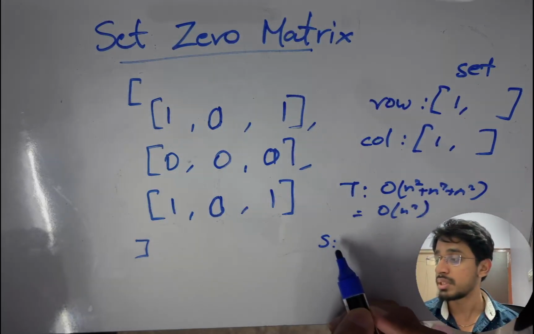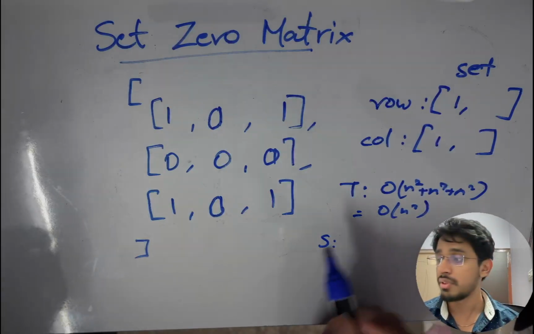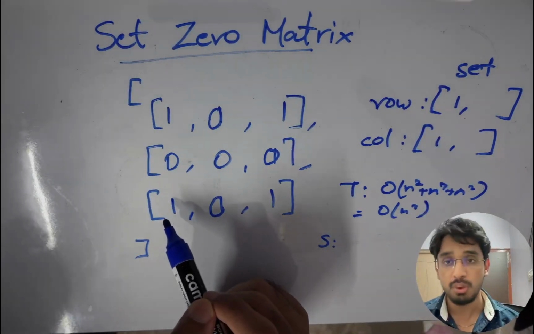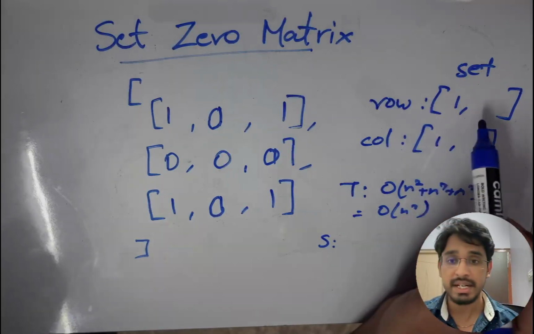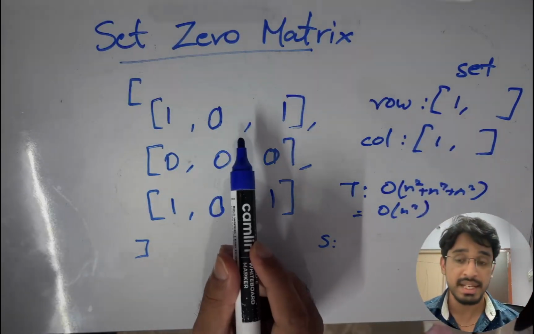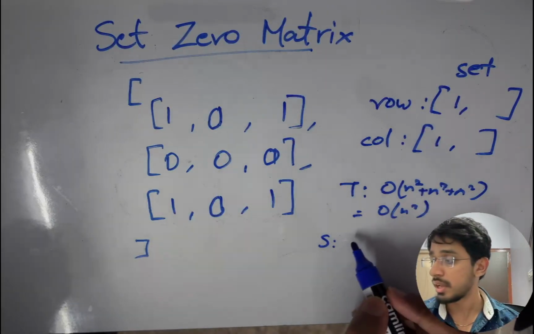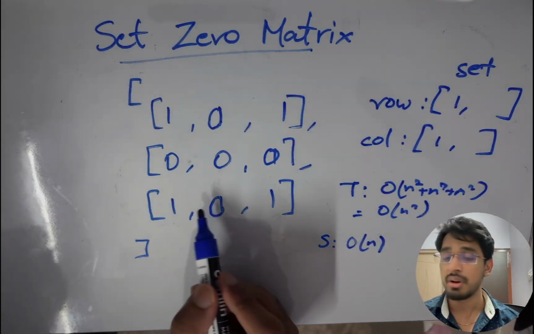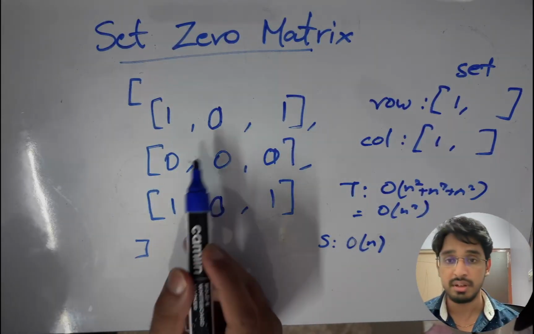And what is the space complexity? The worst case is that every single column or row will have a 0, right? So we'll be having this row set and column set filled with values, based on the column size and the row size. So that is why the space complexity would become O of n, since it is dependent on the number of values that we have within our matrix.